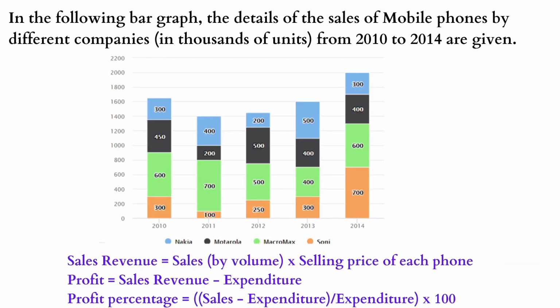So this is one more bar graph which says, in the following graph, the details of the sales of mobile phones by different companies from 2010 to 2014 are given. Okay, so from 2010 to 2014, 4 different brands: Nokia, Motorola, Macromax and Sony. So sales revenue is equal to sales by volume into selling price of each phone. Profit is equal to sales revenue minus expenditure, whereas profit percentage is equal to sales minus expenditure by expenditure into 100. So we can take this as a reference.